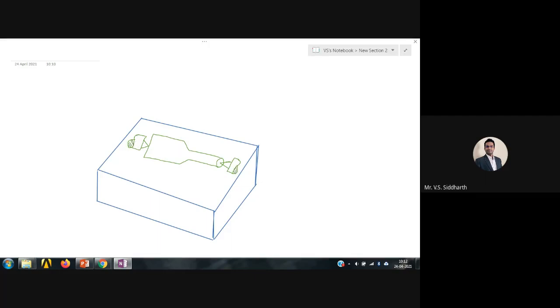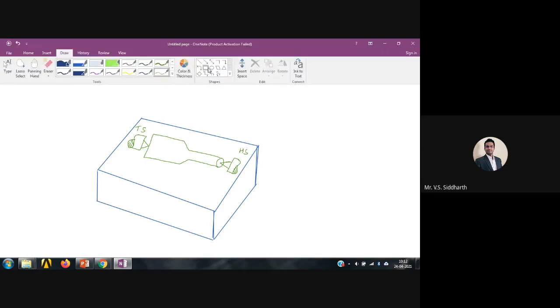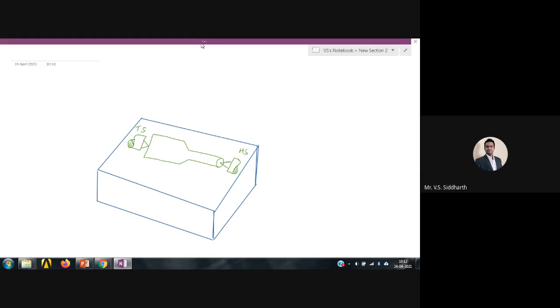So this is a machine, and on this machine I have kept a workpiece. This is known as the headstock. This is the tailstock. What is headstock? What is tailstock? We will understand when we discuss the lathe machine. Especially when your lab videos are out, you will definitely understand what you mean by headstock and tailstock. Okay, so don't worry.